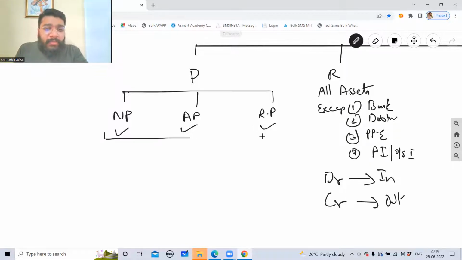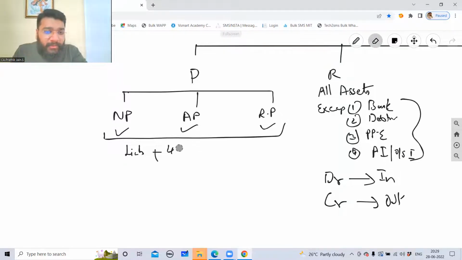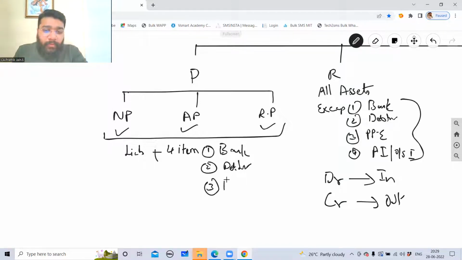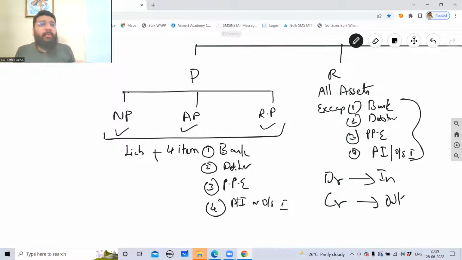So all these guys will be in the nature of liabilities, plus these four items I would rather say, which is bank, debtor, prepaid expenses, and accrued income, or you can say outstanding income. Because if you are excluded from that, somewhere you have to be included, na boss? So you are getting included in the personal account family.